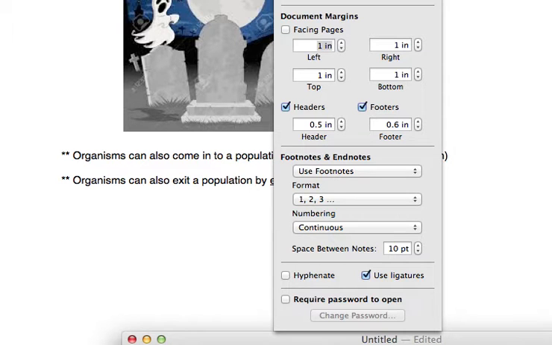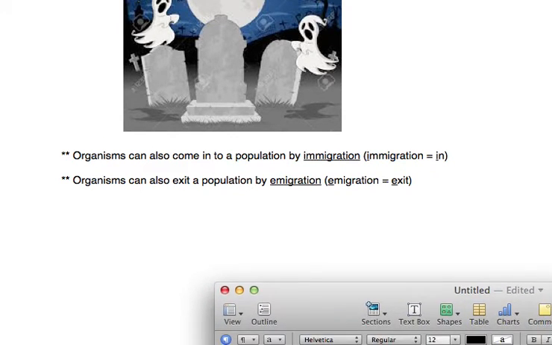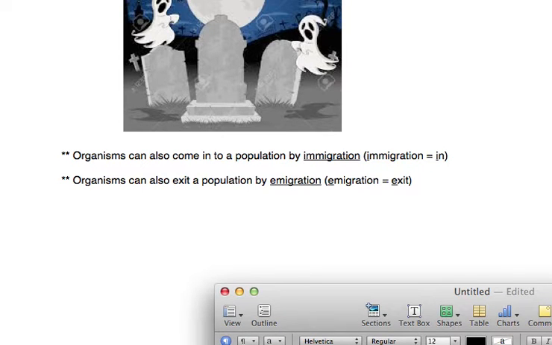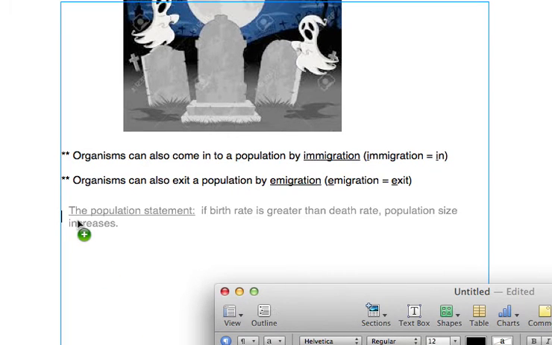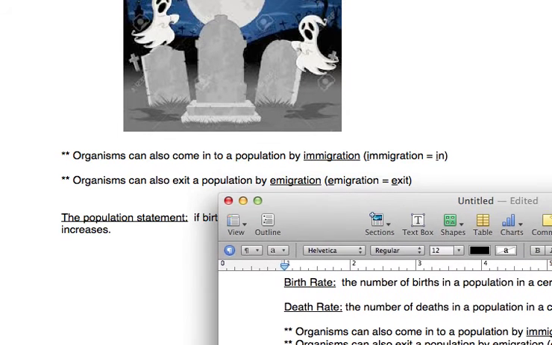Okay, now when scientists are studying populations and they want to know whether or not they think a population is growing in size or decreasing in size, they might look at the birth rate and the death rate. If the birth rate is greater than the death rate, they can reasonably state that the population size is going to get bigger. And on the flip side, if the death rate is greater than the birth rate, then you'll know that the population size is going to decrease.